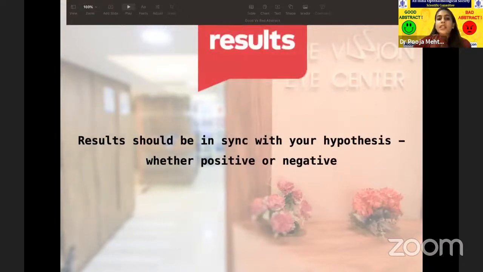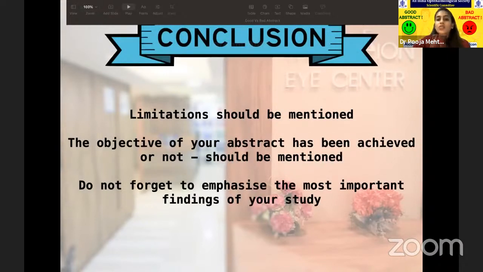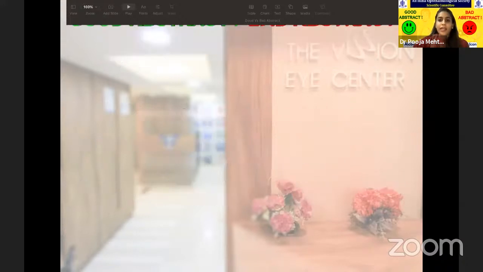You should always remember the result should be in sync with the hypothesis, whether it may be positive or negative. There is no rule that it has to be a positive result or a negative result. In the conclusion, limitations should be mentioned. The objective of your abstract has to be in accordance with your abstract. Do not forget to emphasize the most important findings of your study.